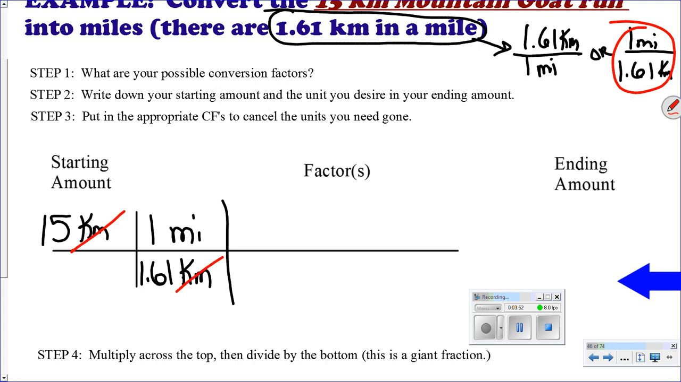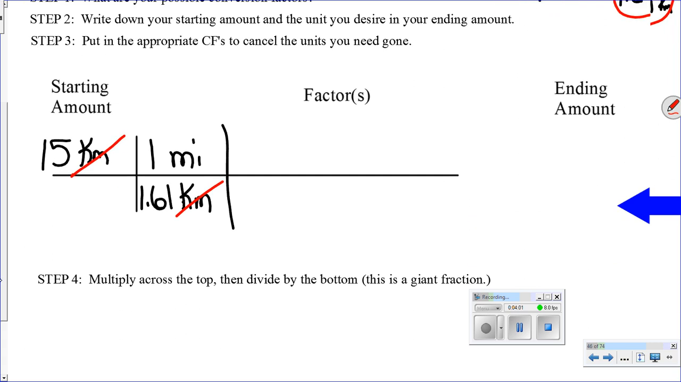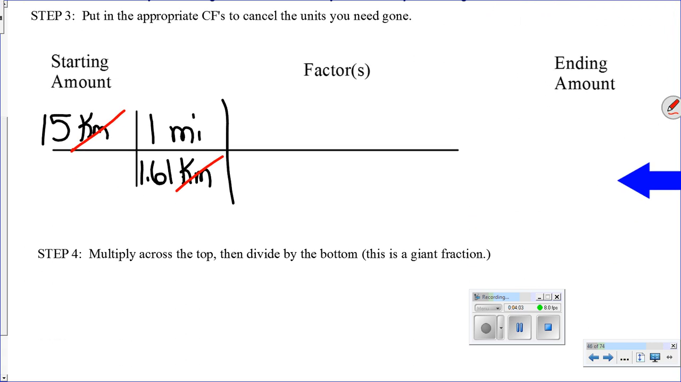And I'm going to think about what I want my answer to come out in. I want my answer to come out in miles. And my answer is coming out in miles here. So mathematically what I'm actually doing is I'm going to multiply through, or in other words, I multiply everything on the top and everything on the bottom, and then I divide that.